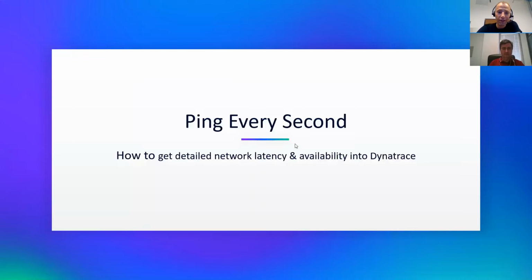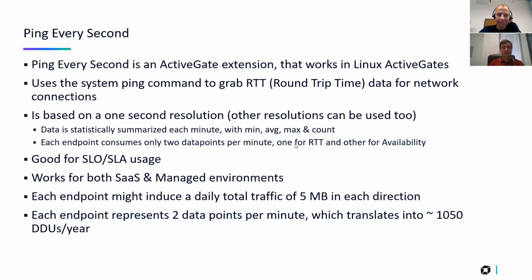Let's start with pinging every second. So as I told you, ping every second is an ActiveGate extension. It's available through the Dynatrace Hub, so you can download it. And it only installs at the moment on Linux ActiveGates. It's a restriction at the moment because Windows doesn't have the precision that we really need in terms of networks. And in the case of our clients, most of them use Linux anyway.